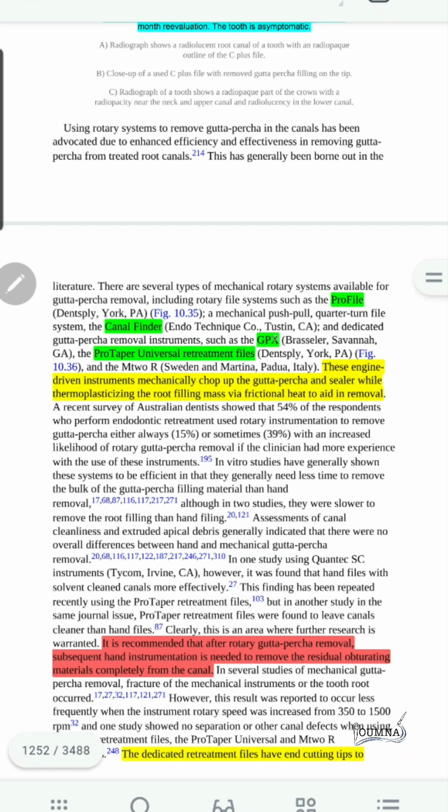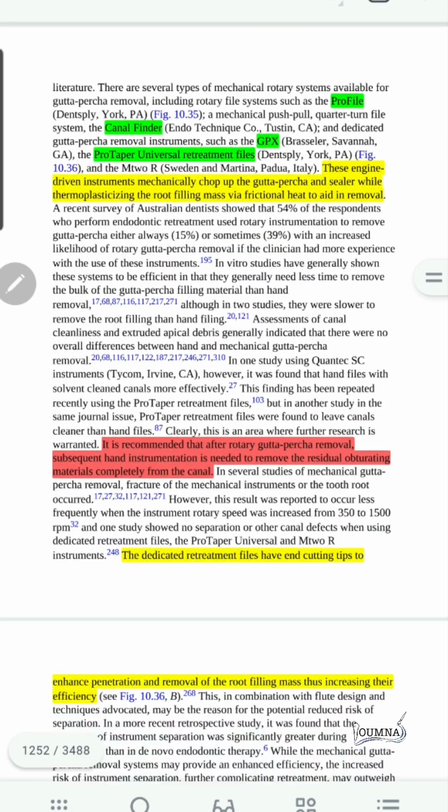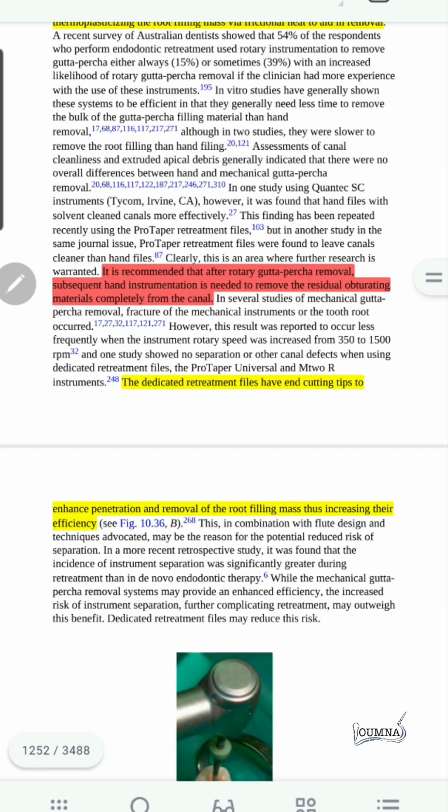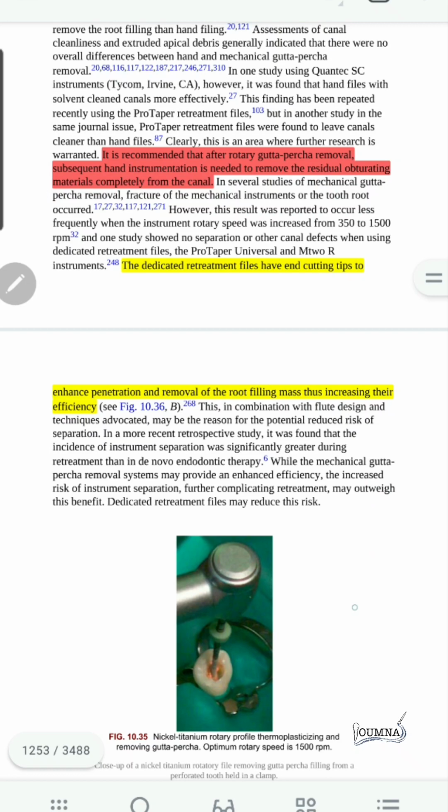Here he is mentioning some names of retreatment files to remove the gutta-percha. What makes them different is the tip, because the tips of these files are cutting tips. They're hard. If you used the rotary GP removal, we use subsequent hand instruments afterward to remove any residual obturating materials completely from the canal.